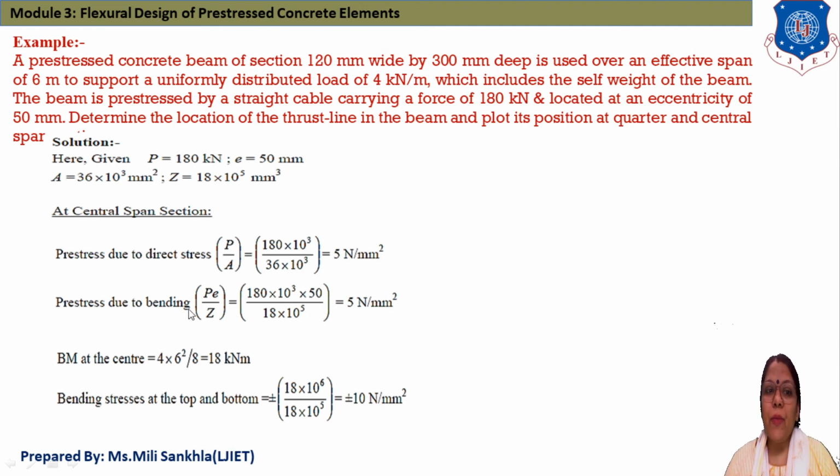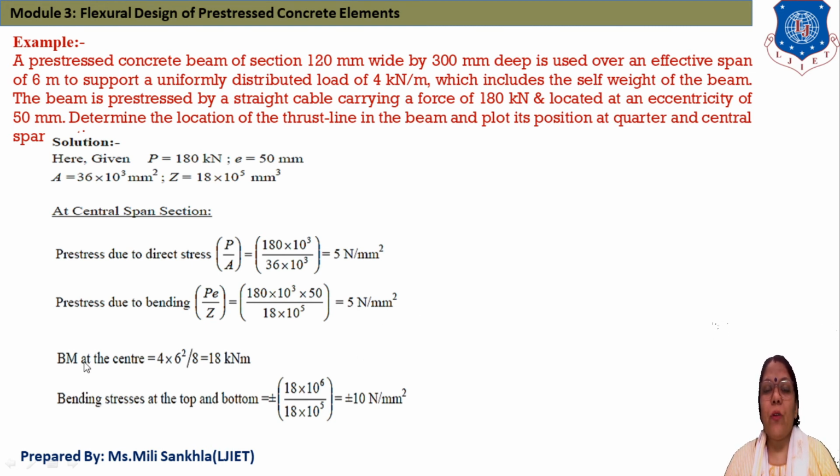Pre-stress due to bending, that means M by Z. M is equal to load into eccentricity. Load 180 into 10 raised to 3. Eccentricity is given in data, that is 50, and Z is equal to, we find out BD square by 6 or I by Y, 18 into 10 raised to 5. Answer is equal to 5 Newton per mm square.